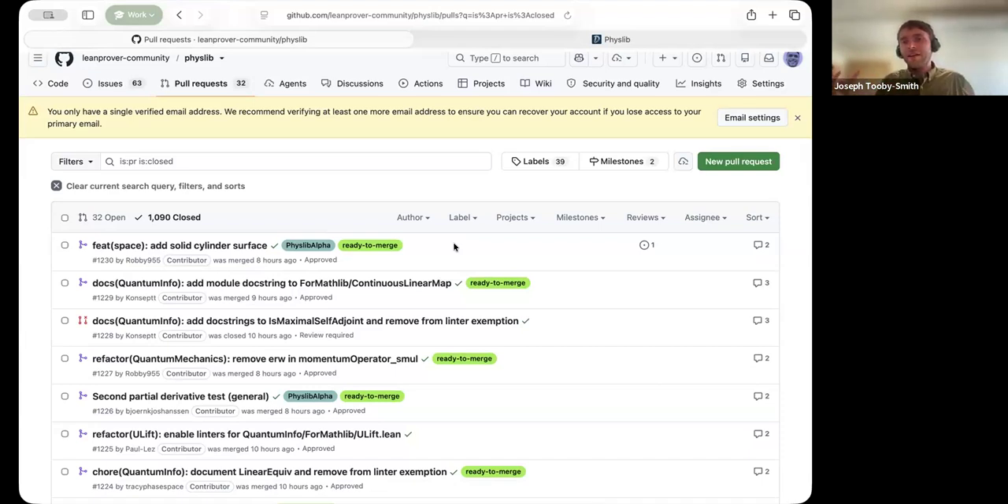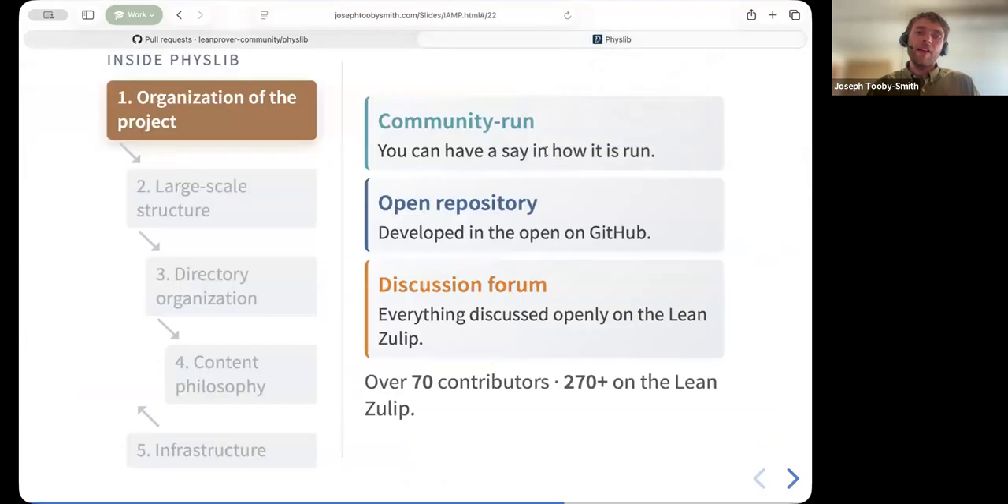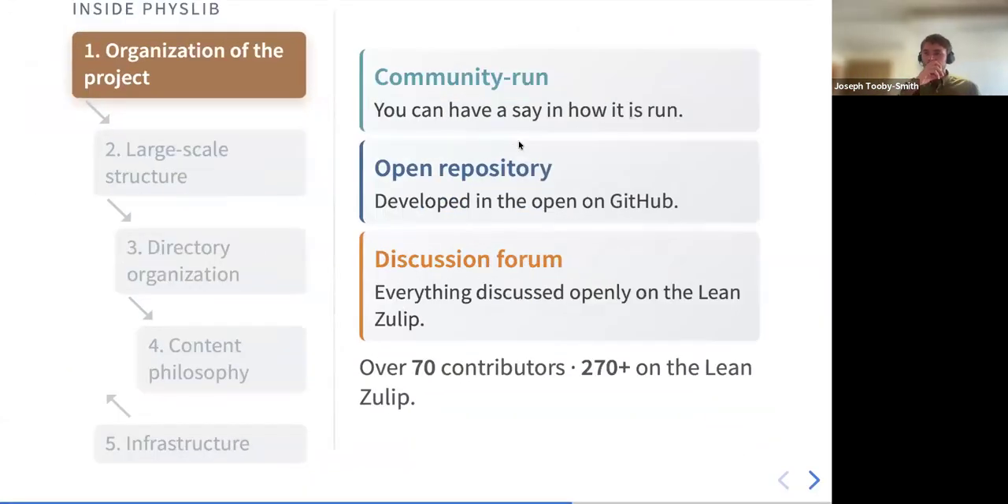We get a lot of pull requests, a lot of contributions a day, 5, 10. That's probably an exaggeration. 2, 3, maybe. It's probably the average nowadays. So it's definitely active and definitely growing. And there's a discussion forum where we talk about things, we make design decisions, we talk about other side projects that we have that might integrate with it, and so on and so forth. It's had over 70 contributors so far, and it's got over 270 people on the Physlib channel for this project. So that's the high level organization of the project.